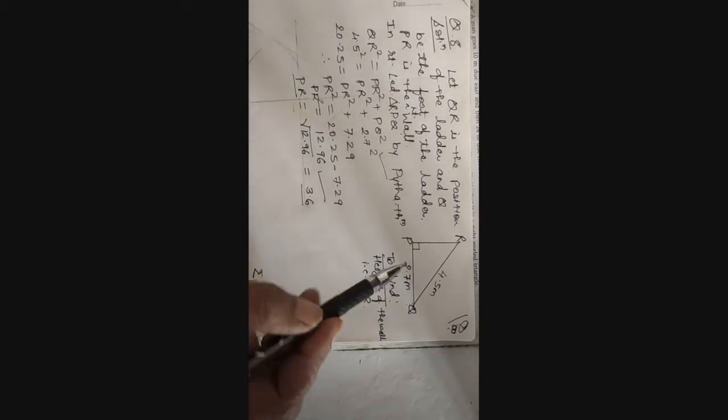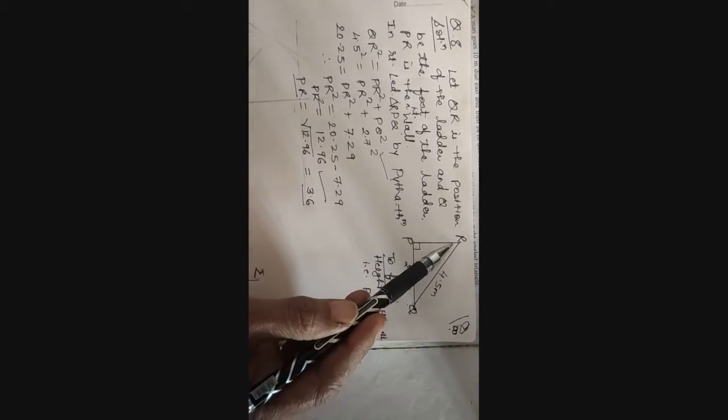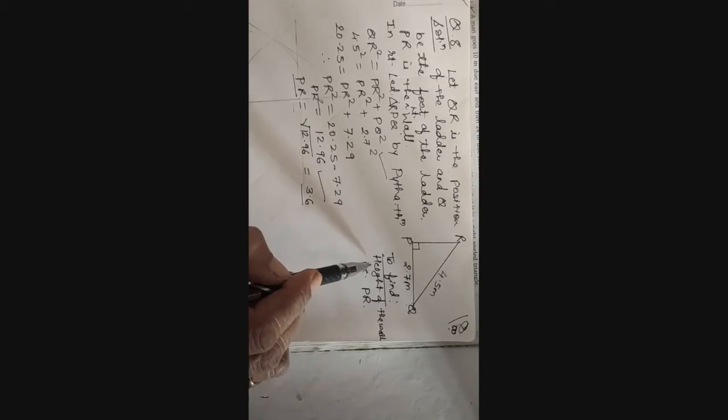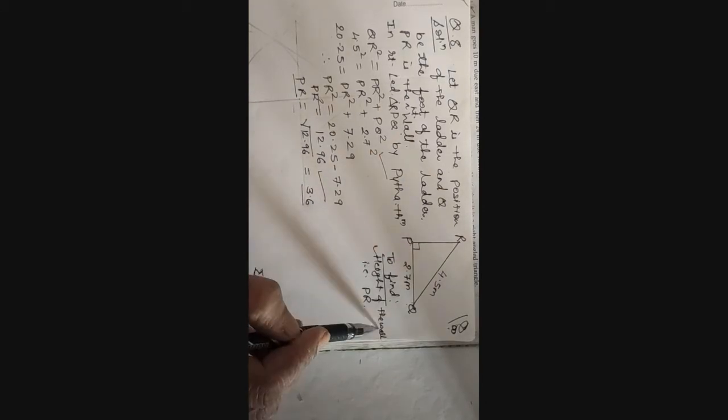PR square is equal to 12.96, and PR will be what? Square root of 12.96, and when you find its square root you will get 3.6, means 3.6 into 3.6 is what? 12.96. And what is this PR? What is this PR, children? See in the figure, this PR is nothing but the height of the wall, and that only you have to find. So let's write the answer.